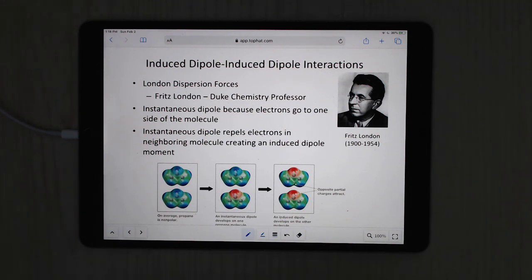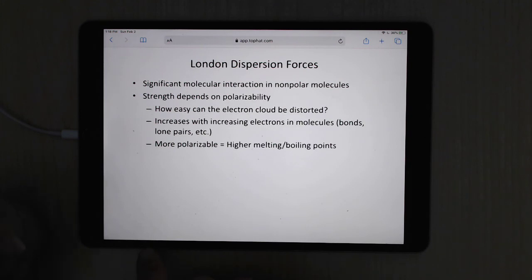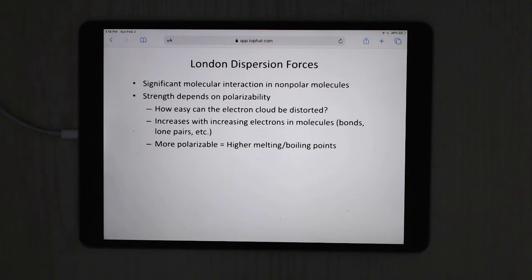And so you have some interactions here because you can get these statistical quirks of, oh, hey, the electrons just so happen to be a lot of them on this end of the molecule. That creates a very slight charge distribution, and that causes the electrons in the next molecule to repulse a little bit, and so now it gets a partial positive, and so you can get these interactions. Okay, and so this is going to be significant in nonpolar molecules. So if you're talking about oils and greases and other hydrocarbons, this is the dominant one.